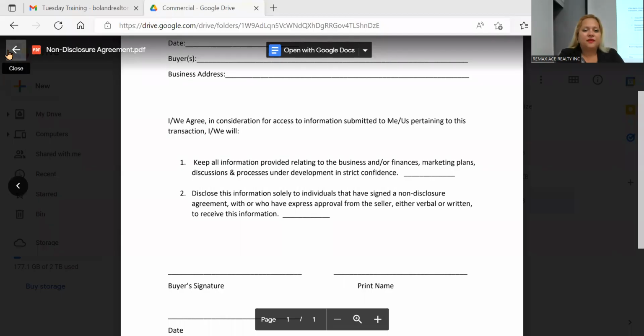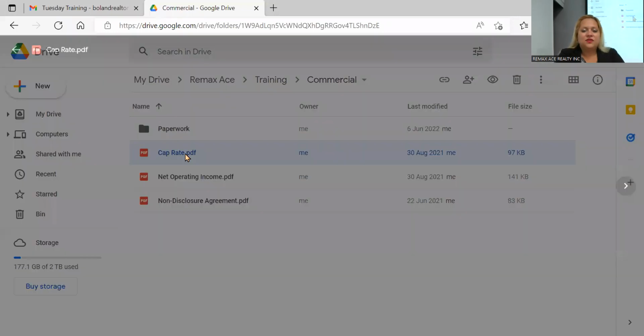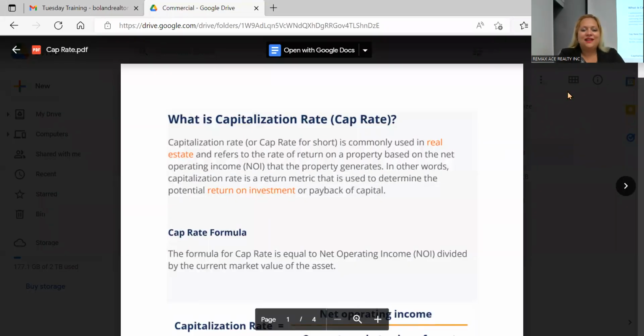Okay, so cap rate. What is a cap rate? Capitalization rate, or cap rate for short, is commonly used in real estate and refers to the rate of return on a property based on the net operating income. So we just talked about how to calculate that net operating income that the property generates. In other words, capitalization rate is a return metric that is used to determine the potential return on an investment or payback of capital. Okay, so how fast are you going to pay back, right?